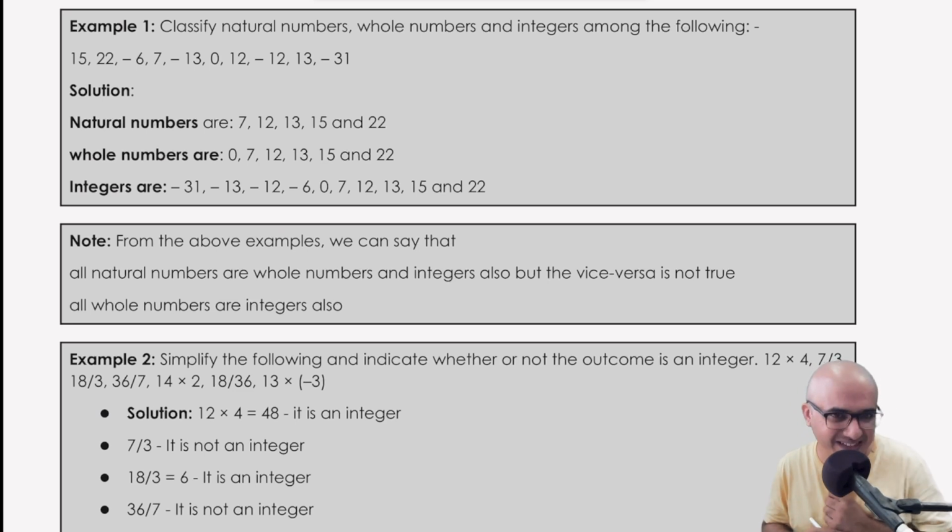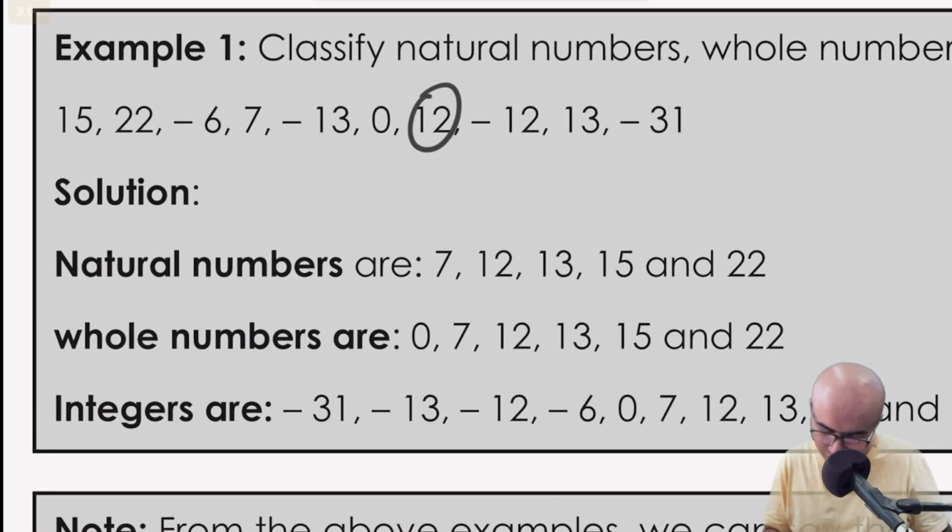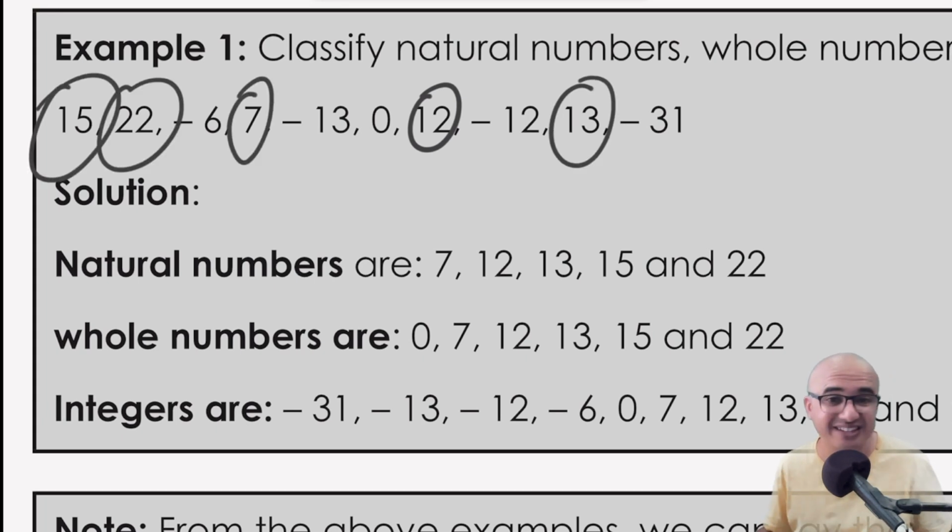The moment you see minus 6, minus 7, minus 13, whatever, you can easily identify that it is not a whole number, not a natural number. It can only be an integer, because only integers include the negative numbers. Now let us start with the natural numbers. Natural numbers are easy to identify because we know for a fact that they are nothing but positive numbers excluding 0. So 12 is a natural number, 13, 7, 22 and 15 are natural numbers. These are the only 5 natural numbers which we have in this set.